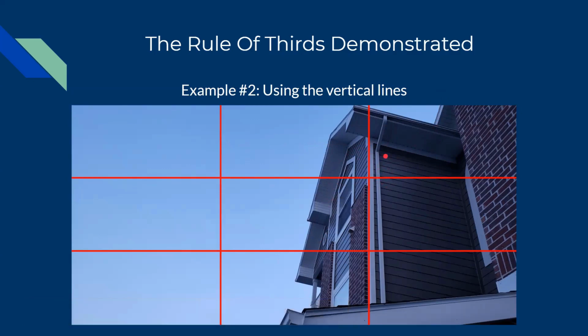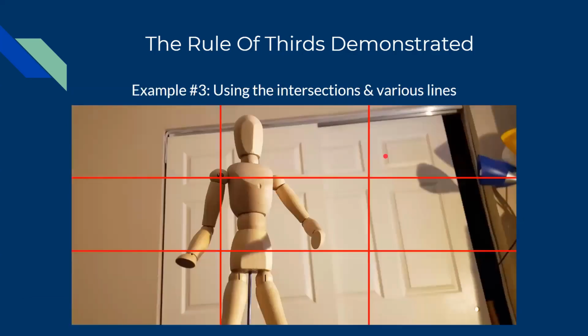So we're going to move on from this to the next thing you can do with the rule of thirds, which is the intersection points. Now I've positioned my marionette friend here. Don't worry, you'll be seeing him plenty throughout this. And what I've done here is I've aligned this point here with his shoulder. Now this creates what we call a focal point.